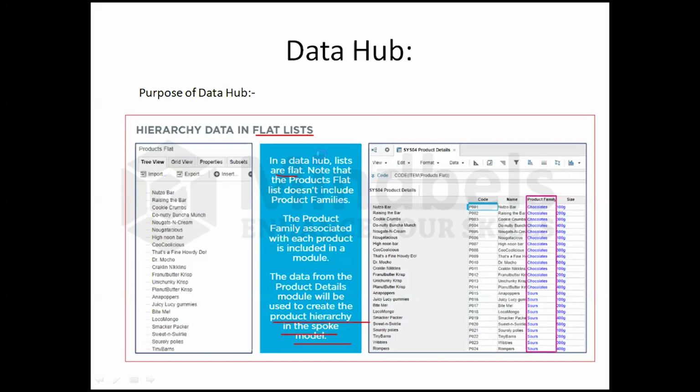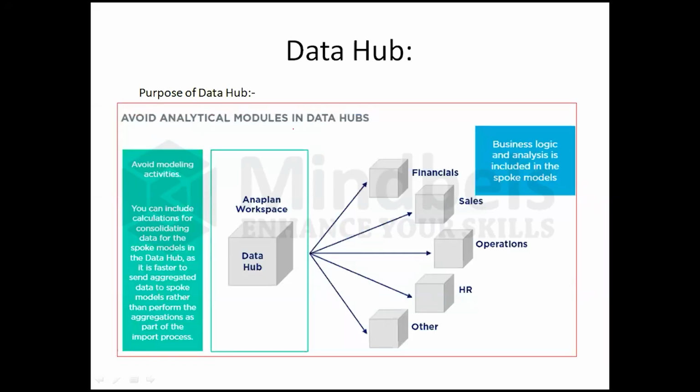Now, avoid analytical modules in the data hub. What they are saying is, in the data hub you try to create minimal calculation modules. We used to have multiple modules. So they are saying in the data hub you don't create a lot of logic and calculation. Those things you create in the spoke model only. Why? Because if you create a lot of calculation in the data hub, it will slow down the data hub, because the data hub is usually holding a large volume of data. If you create those calculations, it will slow down the system, and that will not be a good thing. So they are saying avoid modeling activities in the data hub.